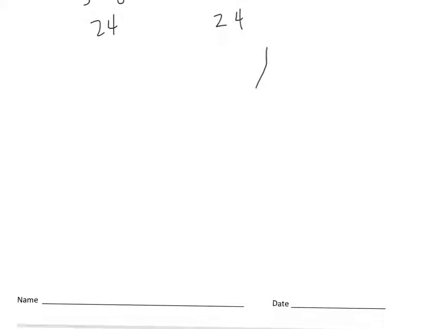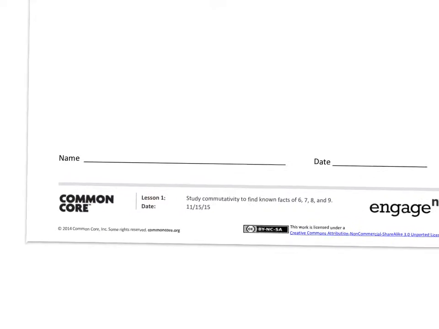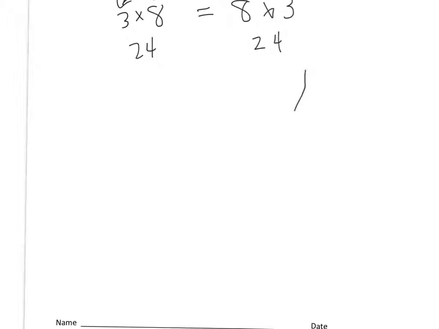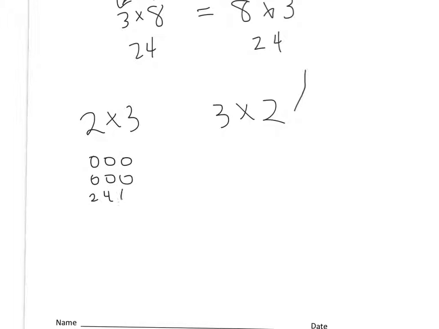So let's go down here and we're going to say, why does 2 times 3 give you the same answer as 3 times 2? Well, if we think about it in terms of an array and 2 times 3 equals 2 groups of 3, we'll make the rows our groups, so that would be 2 rows of 3. That gives us, count by 2s, 2, 4, 6.